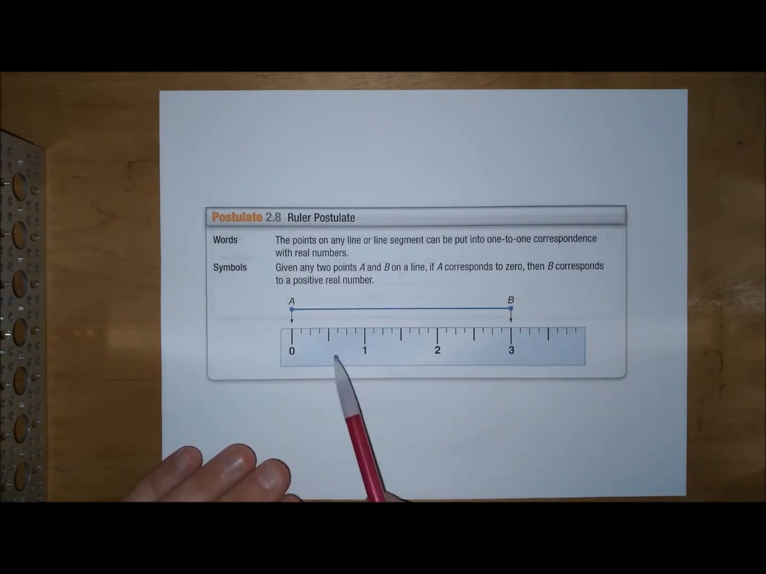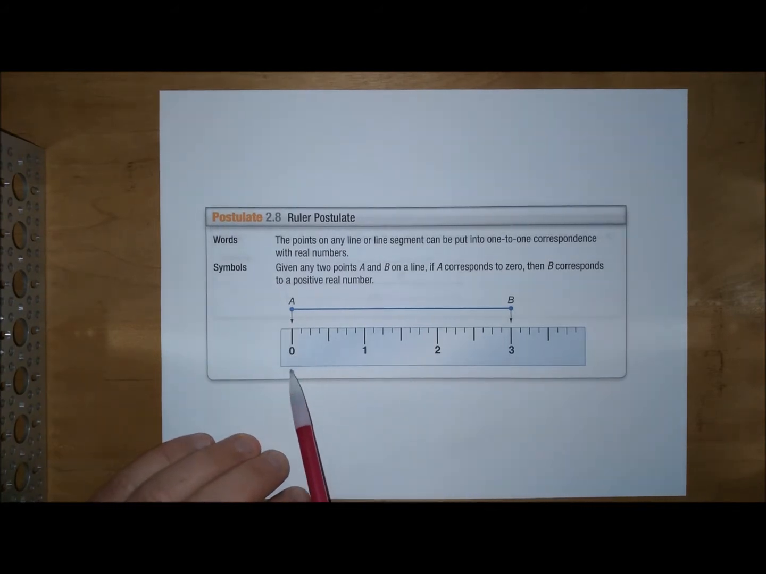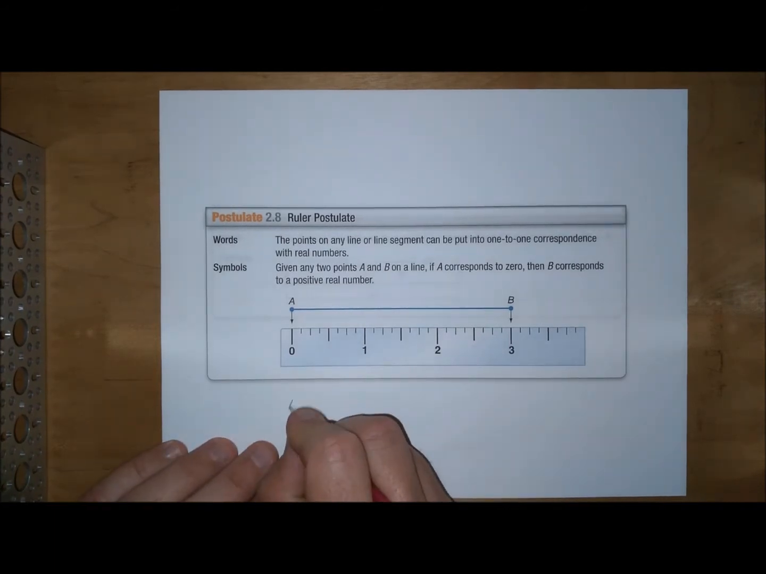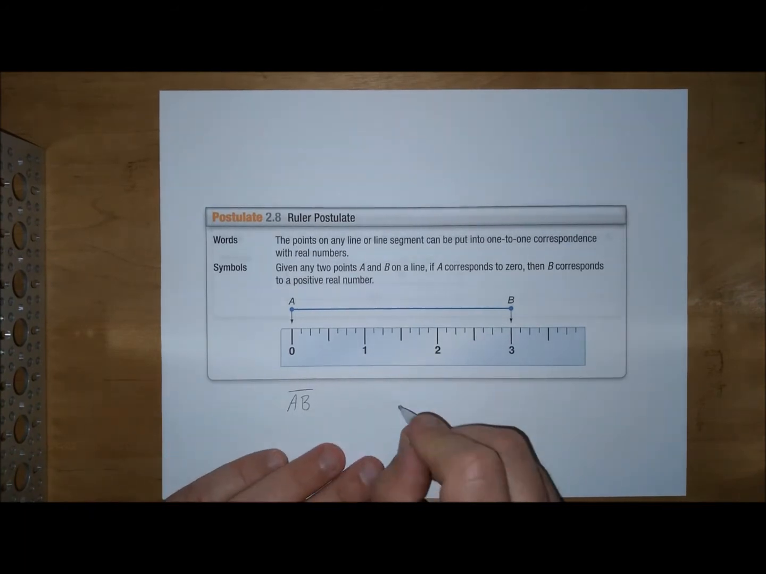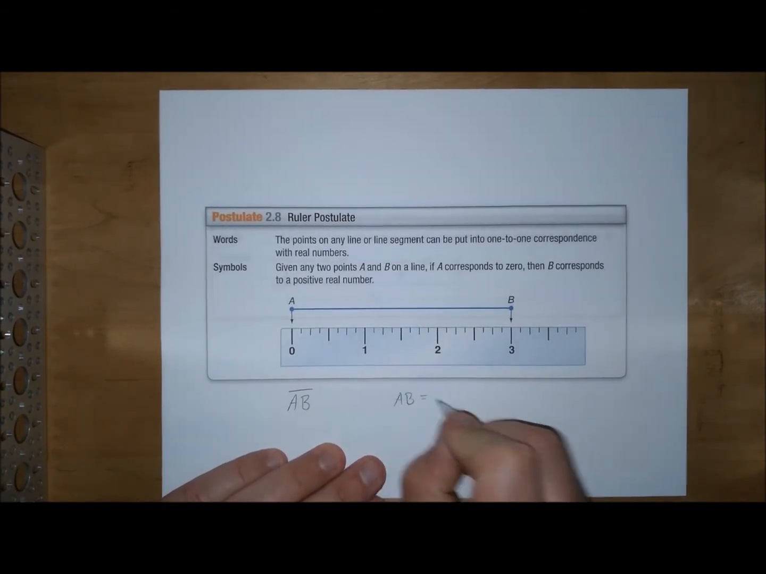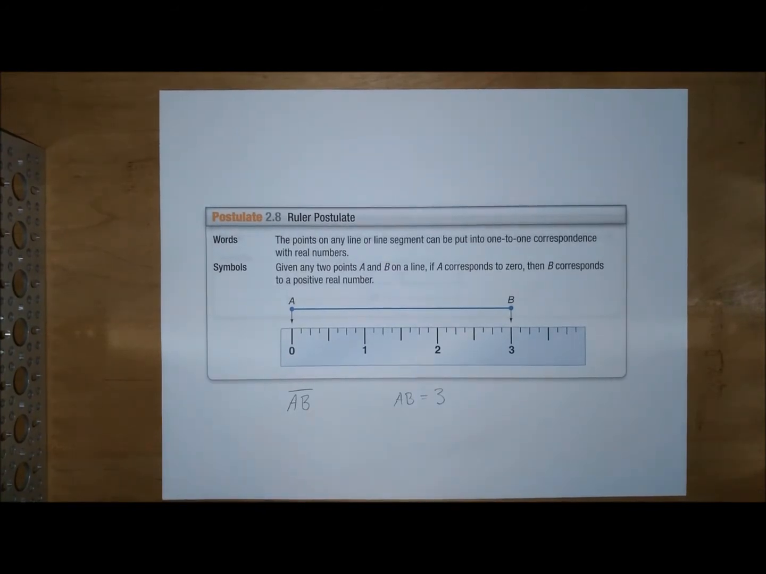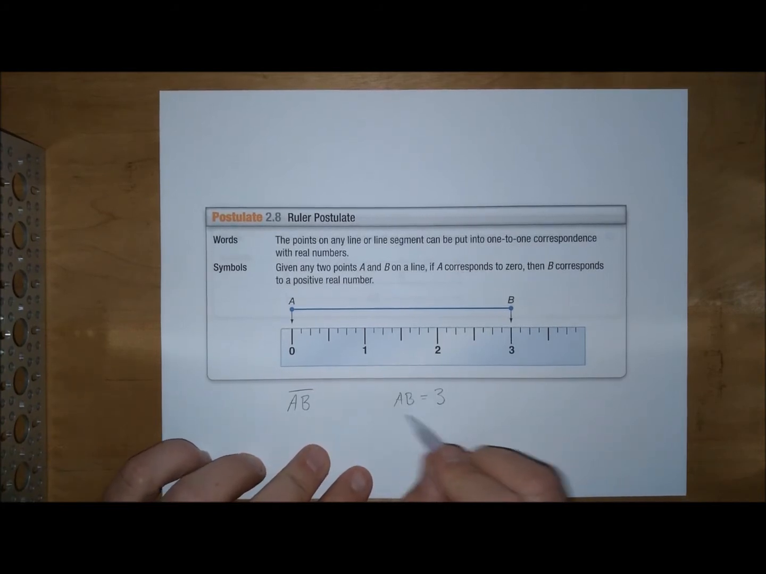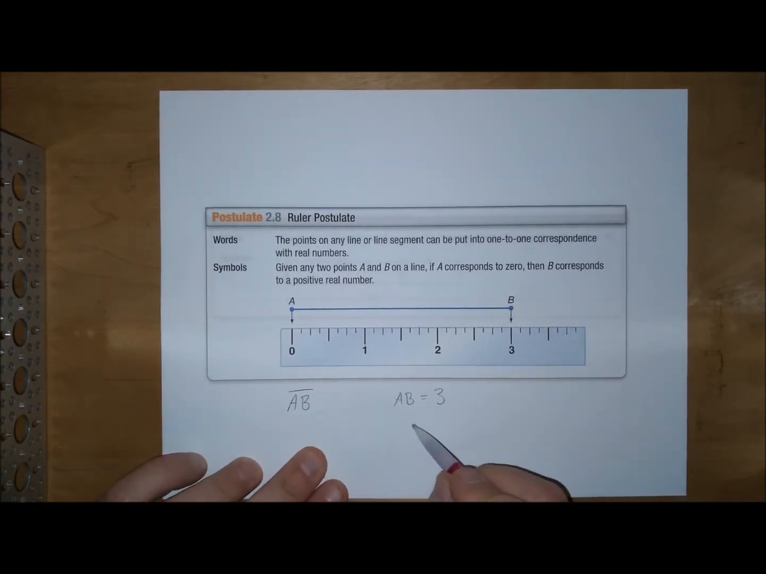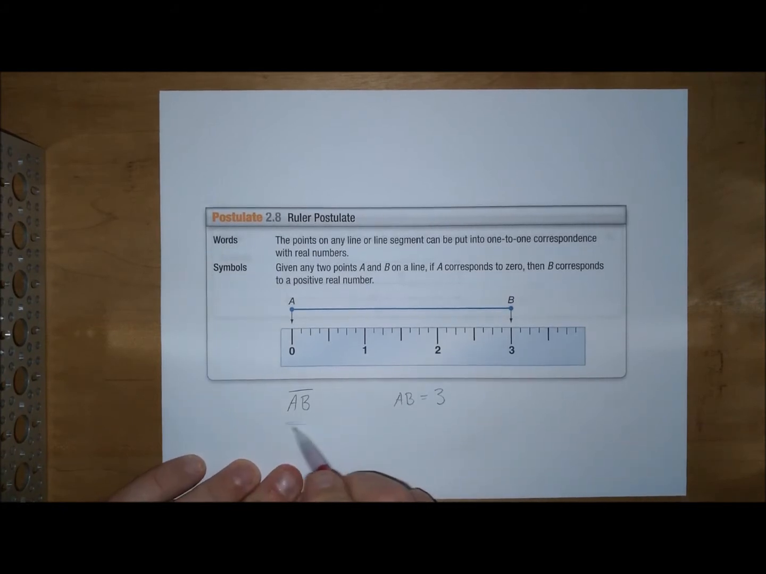So given any 2 points, A and B on the line, if A corresponds to 0, then B corresponds to some positive real number. Another way of saying that is that I can have some segment AB, and I can also find the measure of AB. Okay, it can have some value to it. So this is segment AB, and I would say AB equals 3. What is the length of segment AB? And this is how we would write it. Think of this as a geometric statement. This is in our realm of geometry, and this is an algebraic statement. This is in our realm of equality.